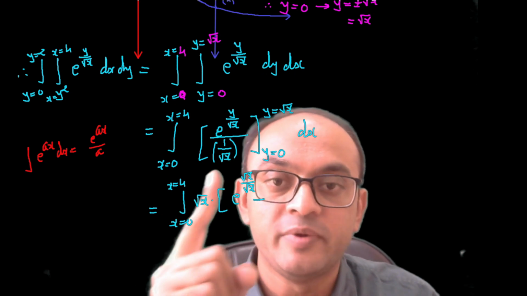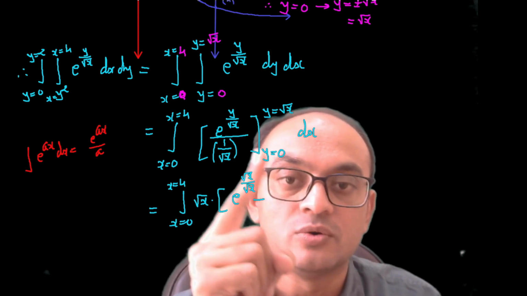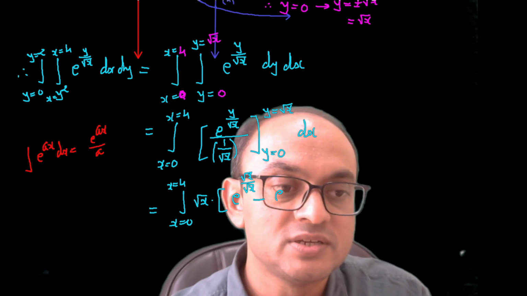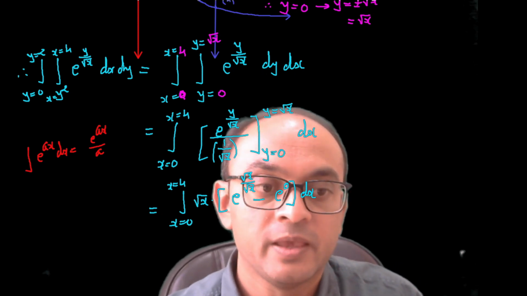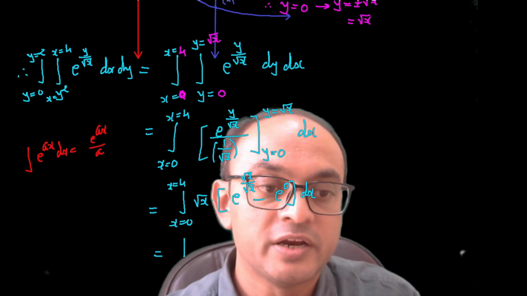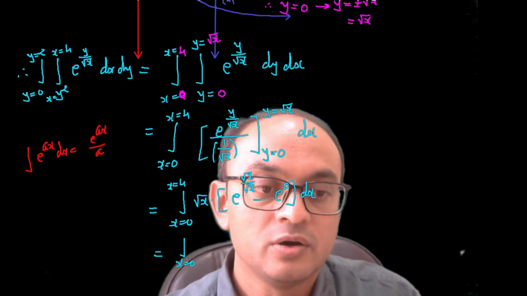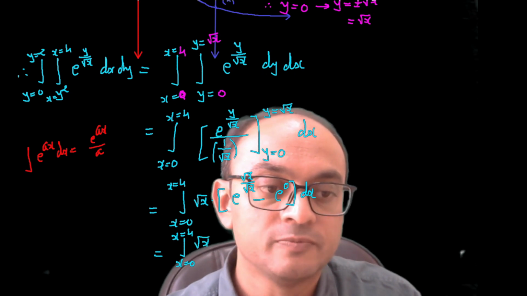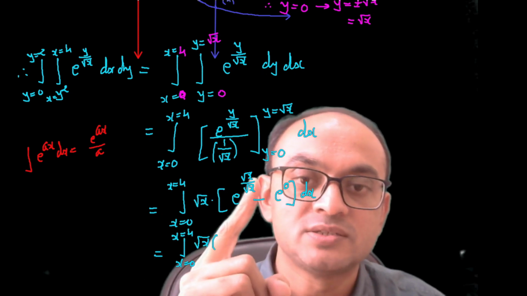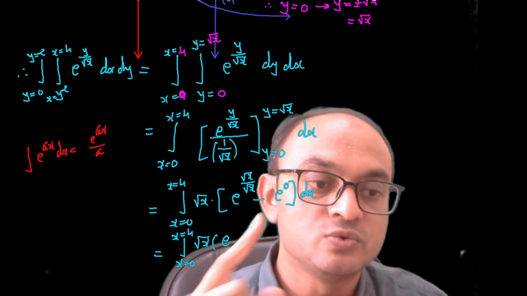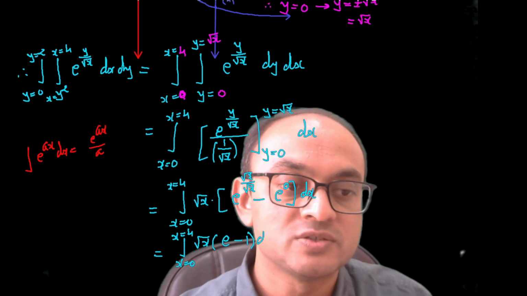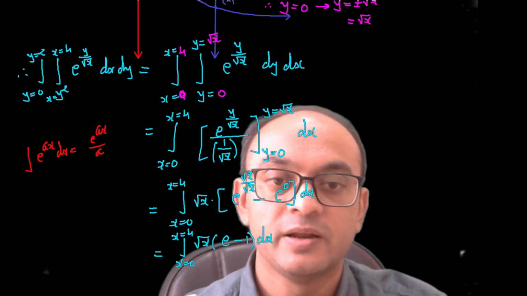minus sign for the lower limit. Now I substitute y equal to 0. So when y equal to 0, this is e raised to 0 dx, equal to integration x equal to 0 to x equal to 4 root x into, what is this? Root x upon root x cancel out. So this is e raised to 0 is 1. So this is e minus 1 dx, right?